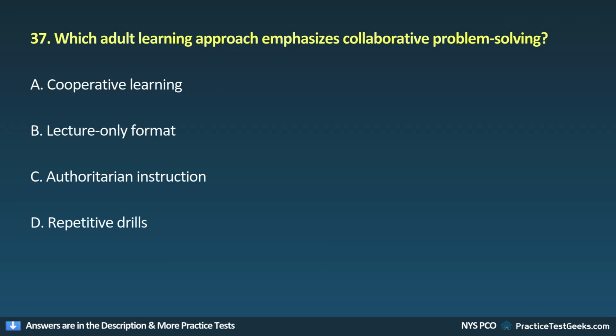37. Which adult learning approach emphasizes collaborative problem solving? A. Cooperative learning. B. Lecture-only format. C. Authoritarian instruction. D. Repetitive drills.